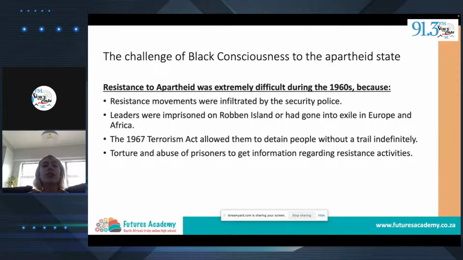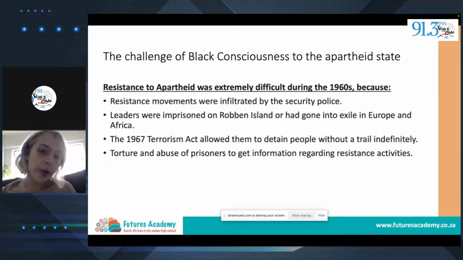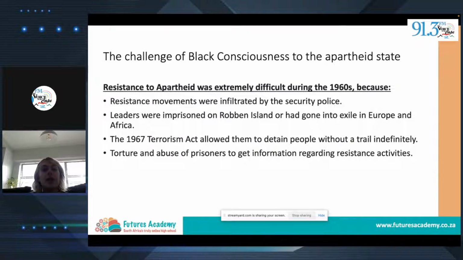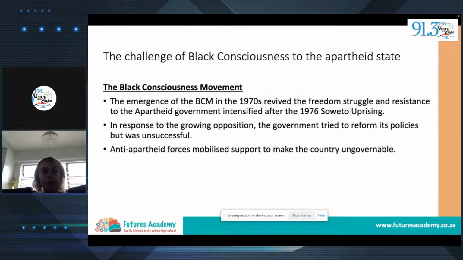Okay, so why was resistance difficult in the 1960s, and why do we only actually start to see resistance forming around the 1970s? So in the 1960s, resistance movements were infiltrated by security police. The leaders were imprisoned on Robben Island or had gone into exile in Europe and Africa. And the 1967 Terrorism Act allowed them to detain people without a trial indefinitely, meaning that they could basically put people in jail without a trial. Torture and abuse of prisoners to get information regarding resistance activities also happened.